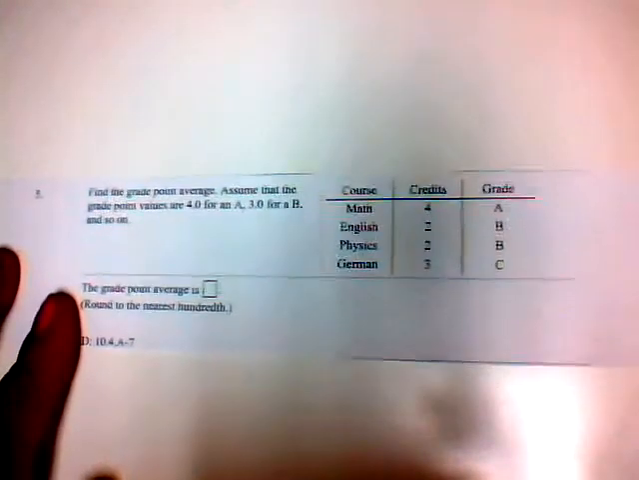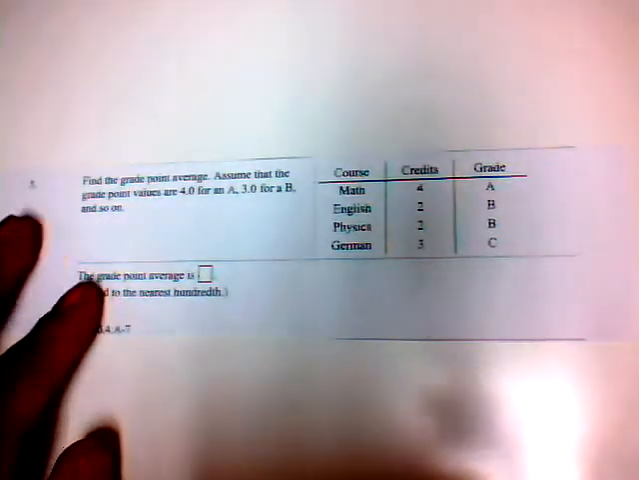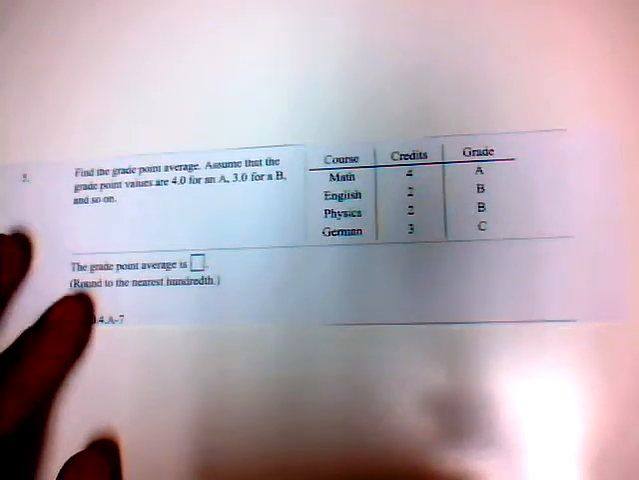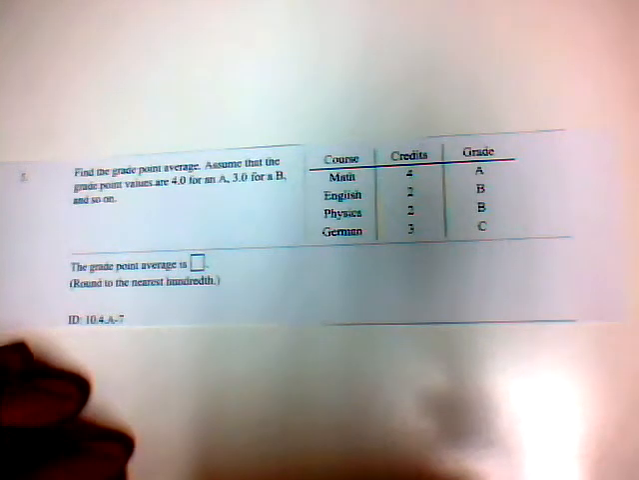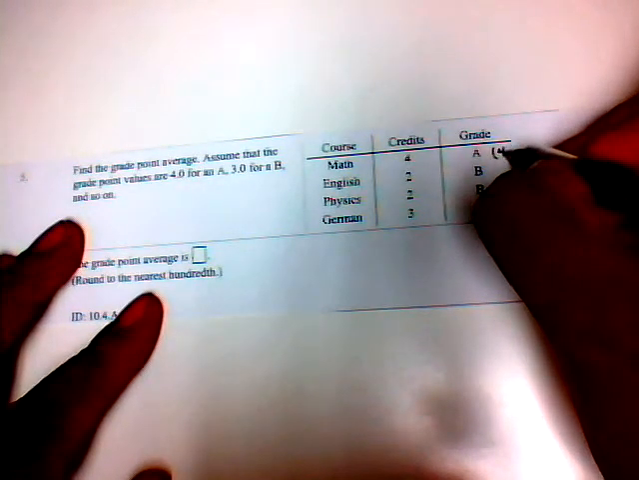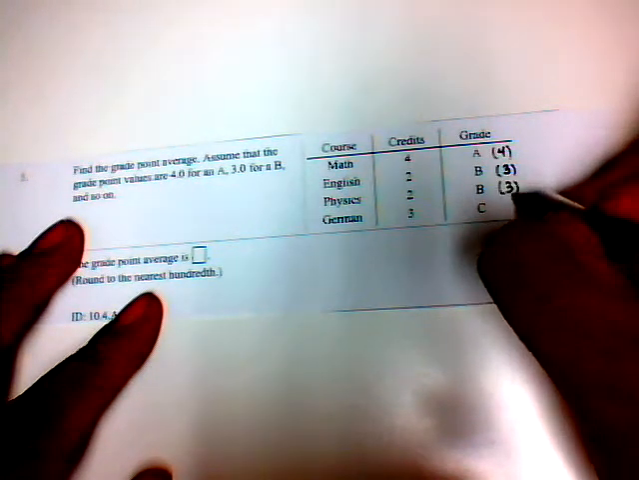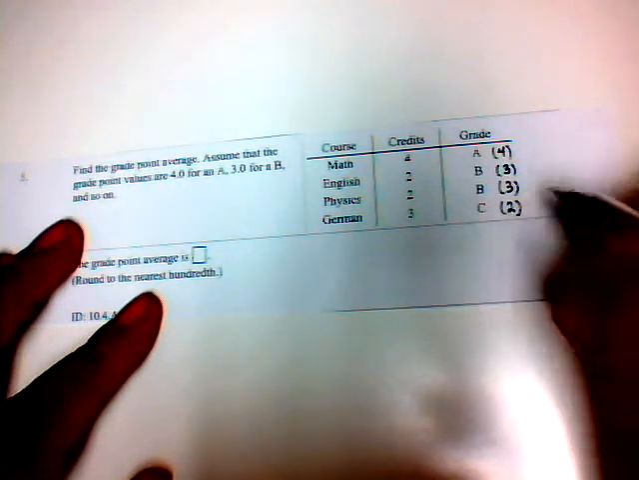Okay, problem number 5 is a familiar situation dealing with grade point averages. Find the grade point average. Assume that the grade point values are 4.0 for an A, 3.0 for a B, and so on. And this is the courses that the student has taken and the credits and the grade. So this person got a grade of A, so that value is worth 4 points. The B's are worth 3 points, so here we'll put 3 here. The C is worth 2 points.